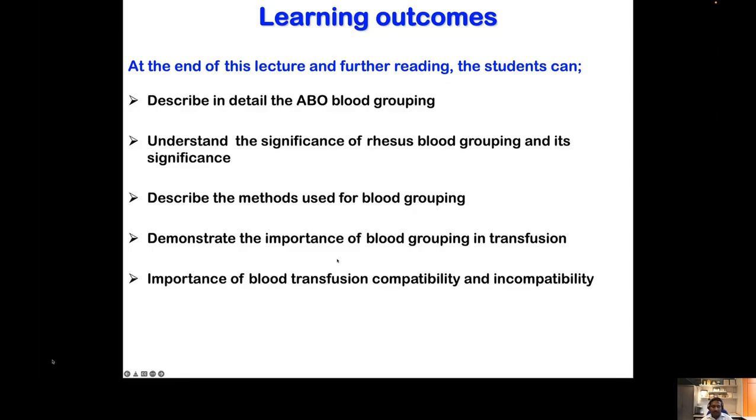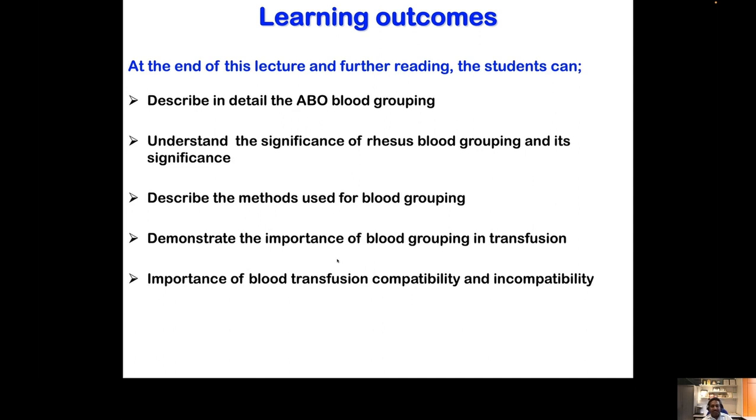The learning outcomes for this lecture. At the end of this lecture and after further reading, you should be able to describe in detail about ABO blood grouping. What is ABO blood grouping and why it's important. And then you should be able to understand the significance of rhesus blood grouping, because that's what is differentiating between negative and positive blood groups and why it's important, its significance for different pathological conditions or during blood transfusion. So you should be able to understand all these things.